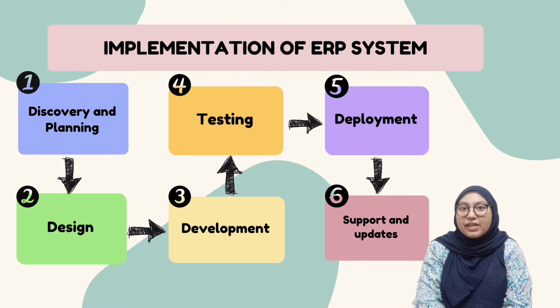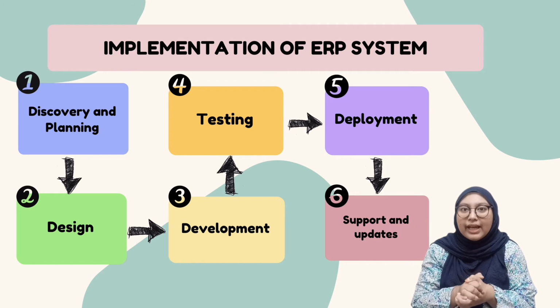The last phase is support and updates. So the last phase may be the key to having a successful ERP system, by adopting support and updates to make sure the customer enjoys the benefits from the system.